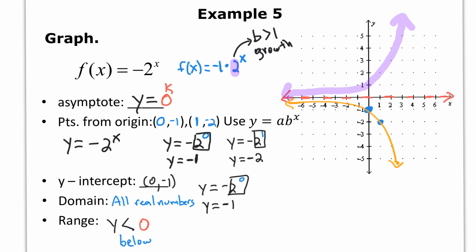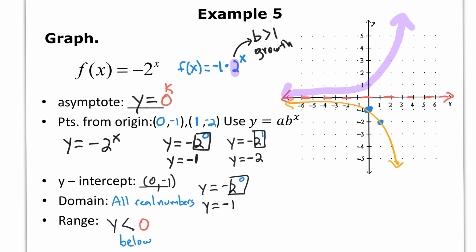Domain is all real numbers. You guys see the y-intercept. And keep in mind that even though you have a negative in front of the 2, your a value is negative. Your base is 2. Since it's bigger than 1, it's exponential growth. Even if you have a fraction, -1/3, your a value is -1 and your base is 1/3. So 1/3 is less than 1, that's going to be exponential decay.